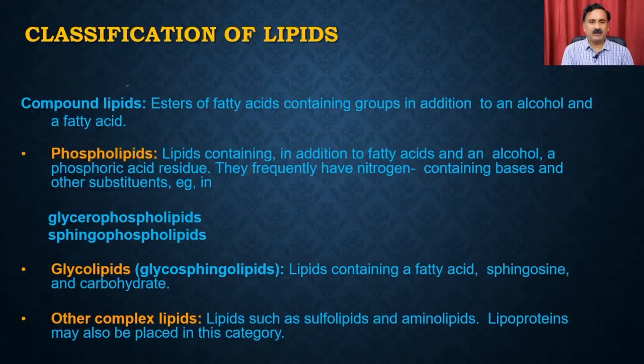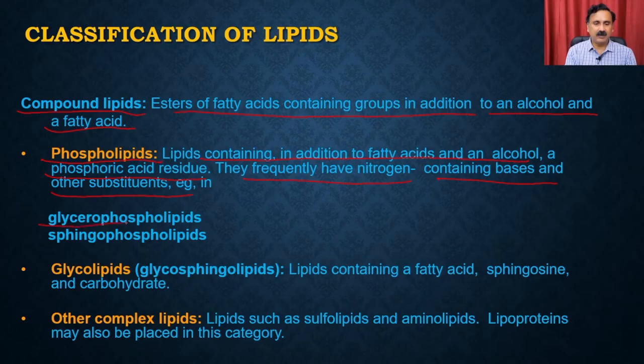Now, let's talk about the compound lipids. So, compound lipids are the esters of the fatty acid containing a group in addition to the alcohol and a fatty acid. In this case, you have the phospholipids. Lipids containing, in addition to fatty acid and alcohol, a phosphoric acid residue; they frequently have nitrogen containing bases and other substituents. For example, we have the glycerophospholipids or the sphingophospholipids. So, in the phospholipids, in addition to the alcohol base and the fatty acid, you are also going to have the phosphoric acid as the additional molecule.